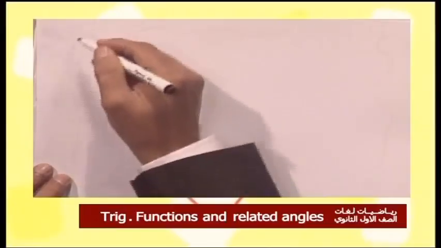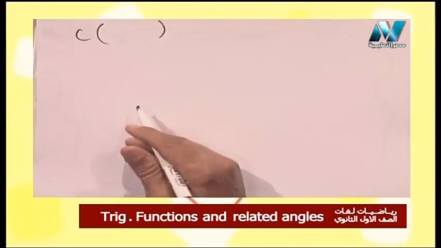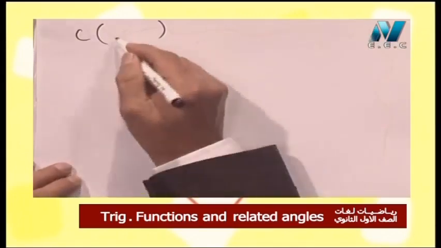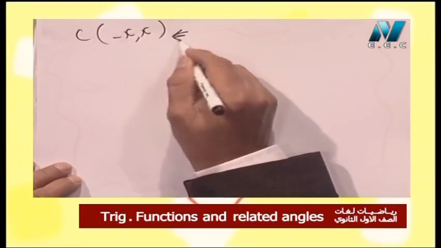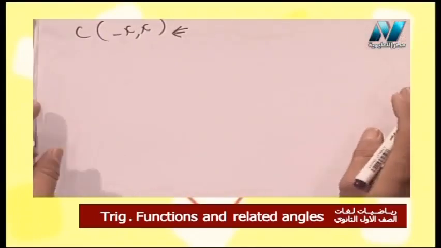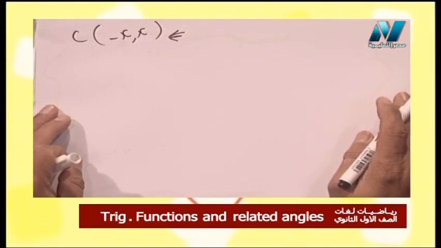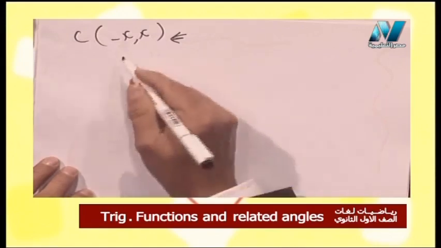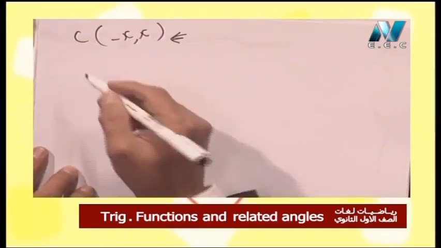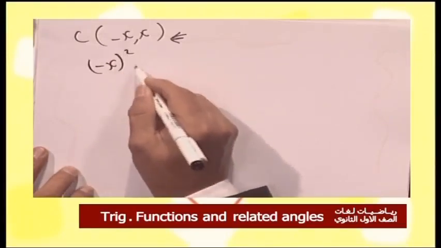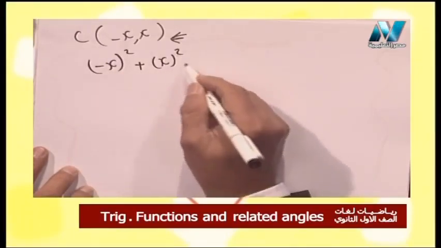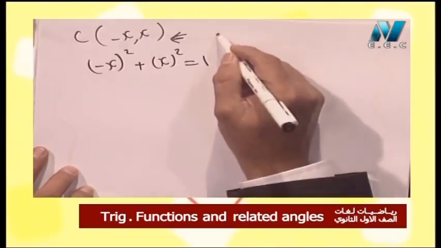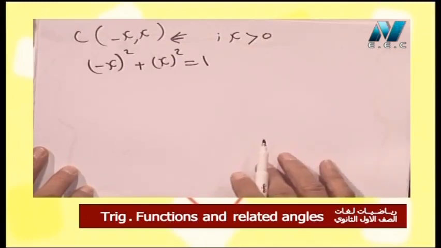We have another point on the unit circle, which is C as an example. We have (negative x, x). This point, we agree that it is on the unit circle, and we want to find all trig functions here, which are sine, cosine, tan, cotan, sec, and cosec. We have C on the unit circle, so negative x squared plus x squared equals 1. And he told me that x will be positive, greater than 0.